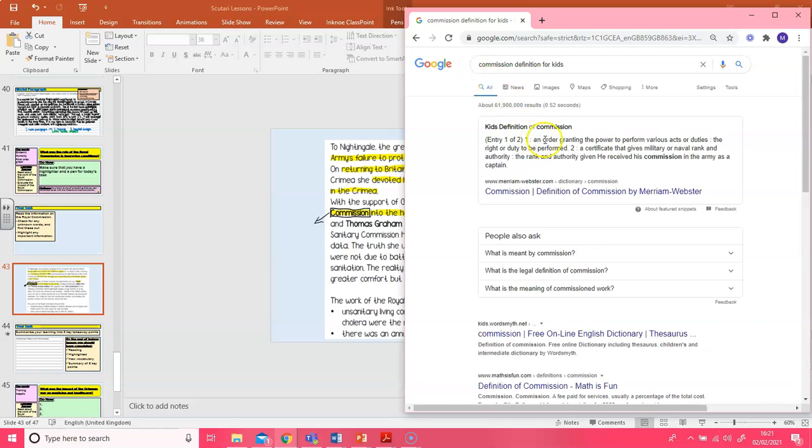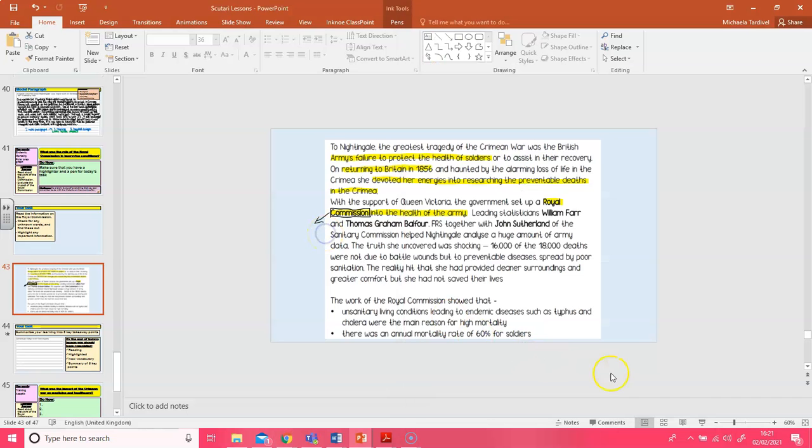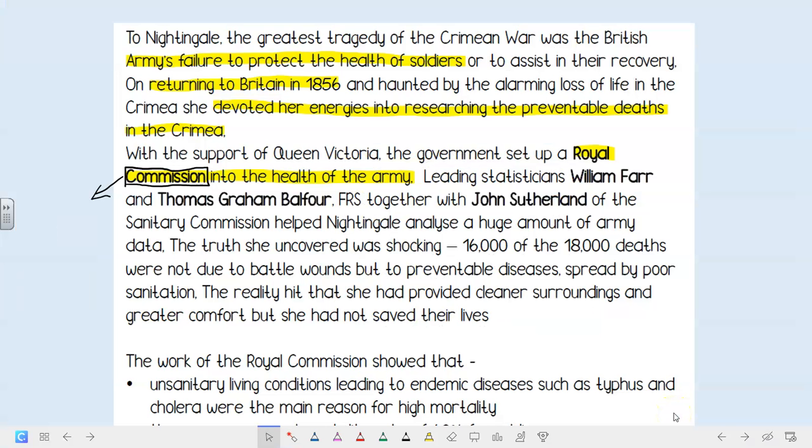So it says, "an order of granting power to perform various acts or duties, a certificate that gives military or naval rank. He received his commission in the army." So it's giving someone something or a granting of power. So basically it's a group that's been granted power. So I'm going to go back to my highlighting, and I'm going to add that in. So a commission is a group that has been granted power.